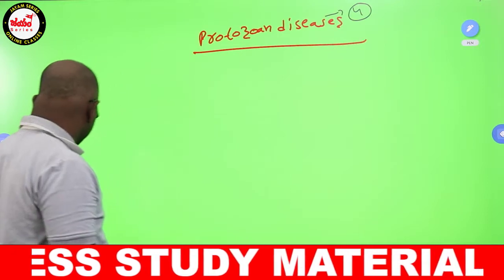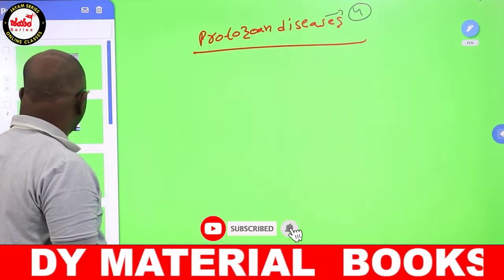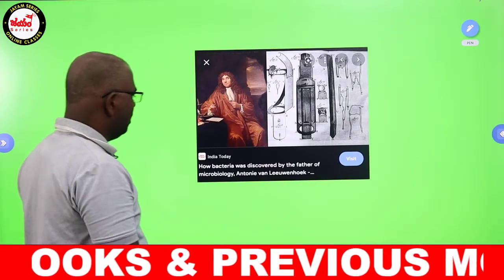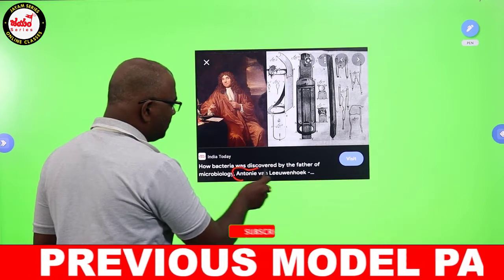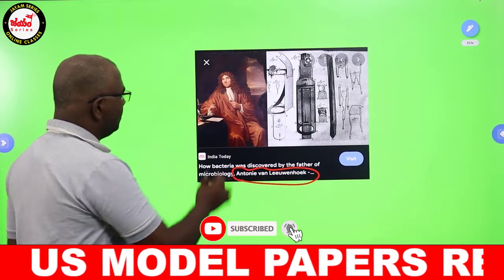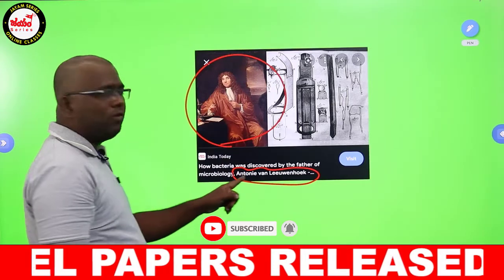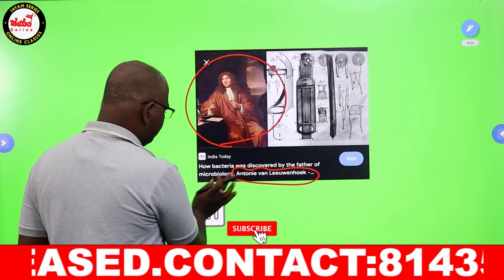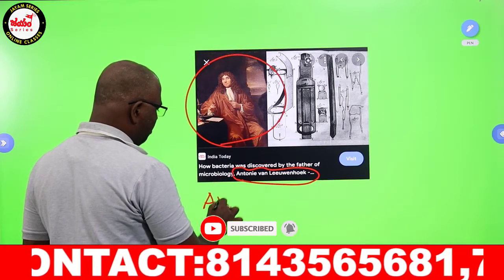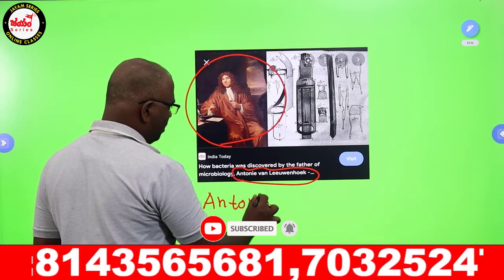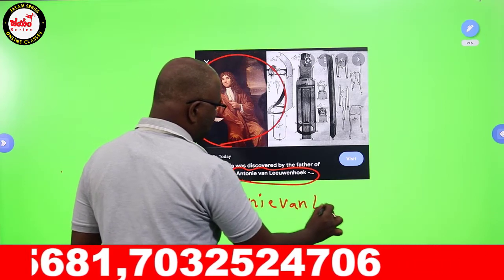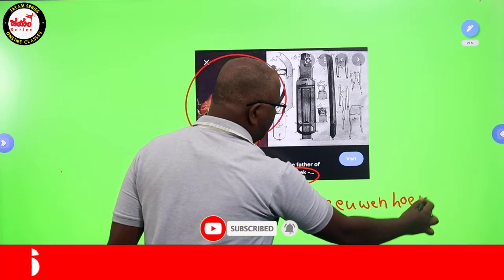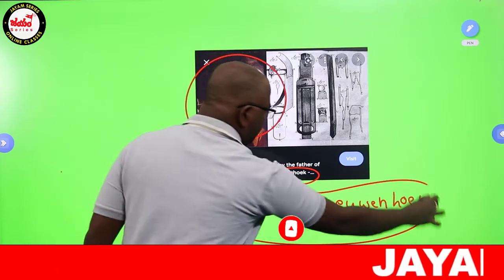In protozoa, the protozoa is a pathogen. The protozoa was discovered by which scientist? This scientist, Anton van Leeuwenhoek. The scientist's name is Anton van Leeuwenhoek.